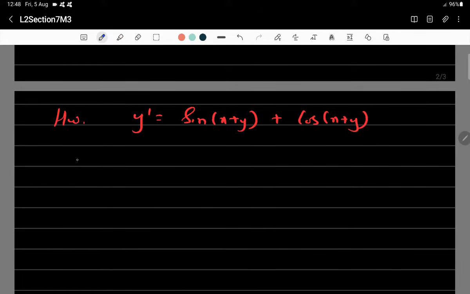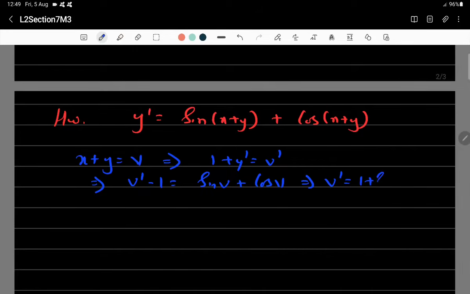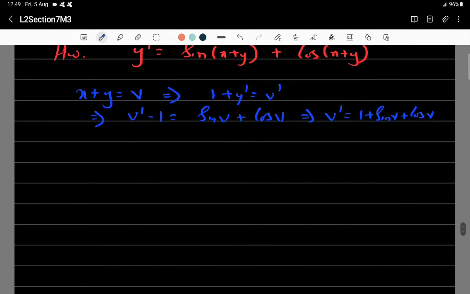So to begin with, again the right hand side is a function of x plus y, and therefore you can take x plus y is equal to t or v, some variable. This gives me 1 plus y dash is equal to v dash, and now y dash is sin v plus cos v. So this gives me v dash minus 1 is sin v plus cos v, or I can say that v dash is 1 plus sin v plus cos v. So again you can see that it easily gets reduced into the variable separable form.